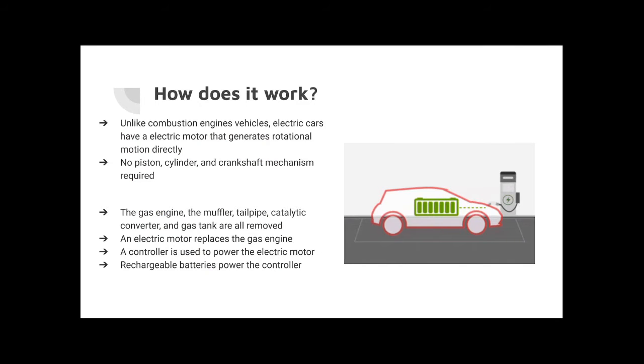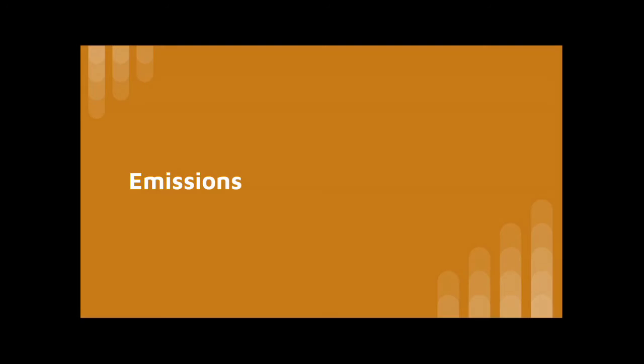Another type of vehicle is an electric vehicle. Unlike combustion engine vehicles, electric cars have an electric motor that generates rotational motion directly, so no piston, cylinder, or crankshaft mechanism are required. In the electric vehicle, the gas engine, the muffler, tailpipe, catalytic converter, and gas tank are all removed. An electric motor replaces the gas engine. A controller is used to power the electric motor, and a large array of rechargeable batteries are used to power the controller.